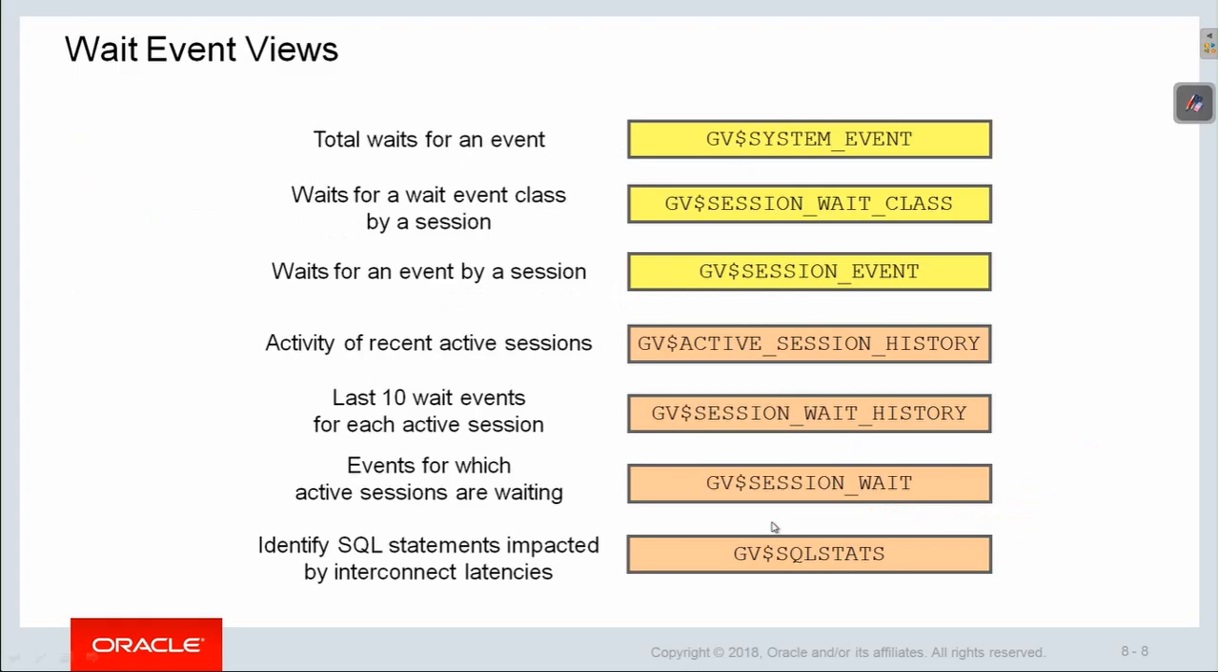So here are the three views that you can use to view total wait events: total wait events for an event from GV$SYSTEM_EVENT, wait events for a wait event class by session, and also wait events for an event by session. So you can actually use different views to get wait event related information.